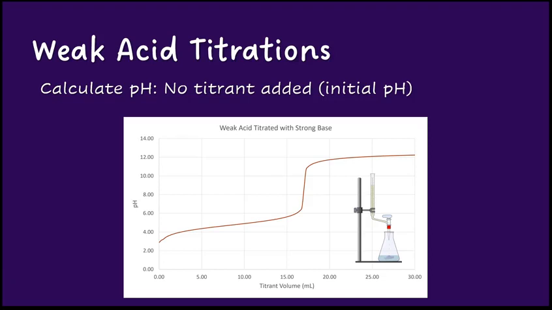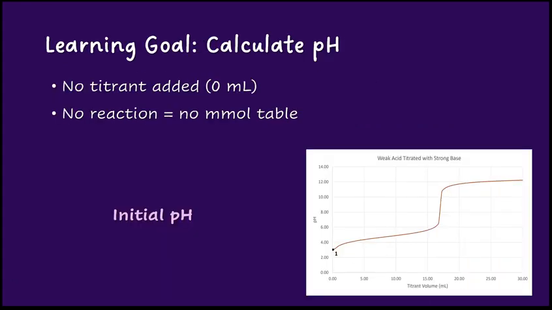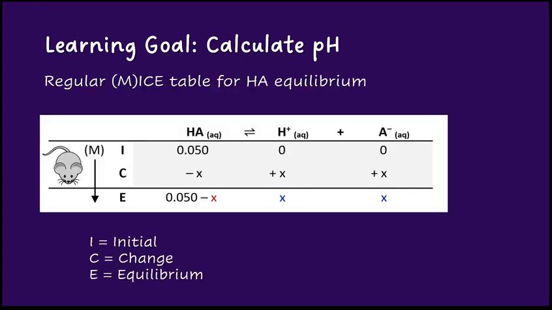Hi everyone! This video looks at a weak acid titrated with a strong base. Here we will focus on the initial pH when 0 mL of titrant have been added. Because the titrant is at 0 mL and no reaction has occurred yet between the acid and the titrant, we do not need a millimole table. We're just calculating the initial pH of the weak acid by itself.